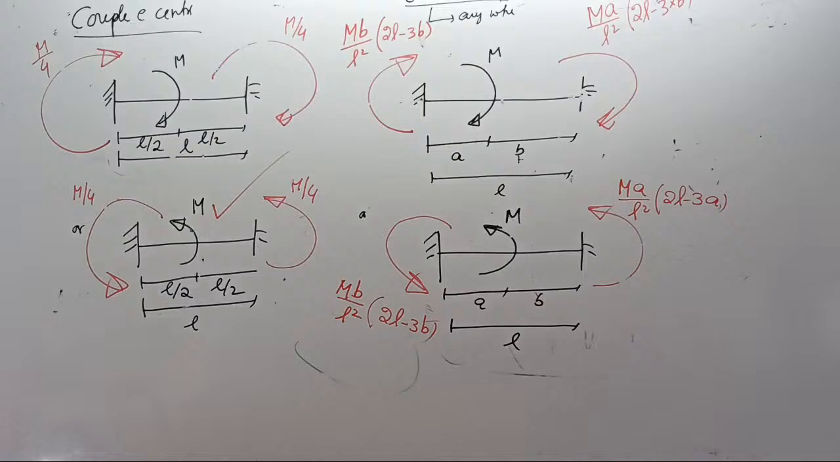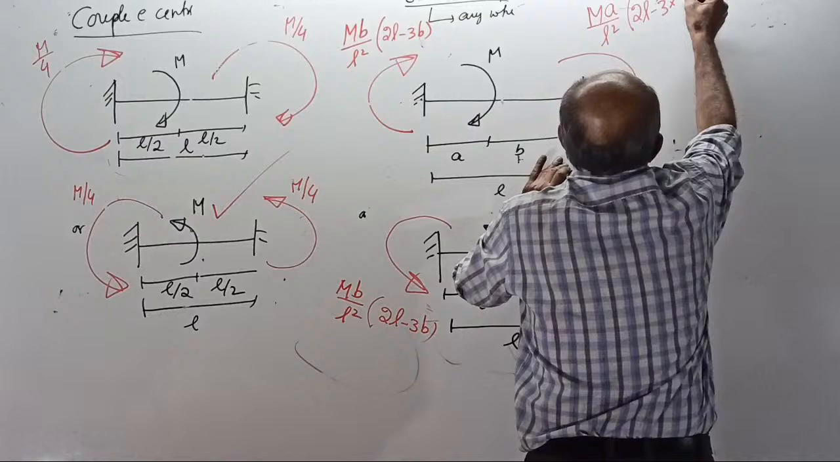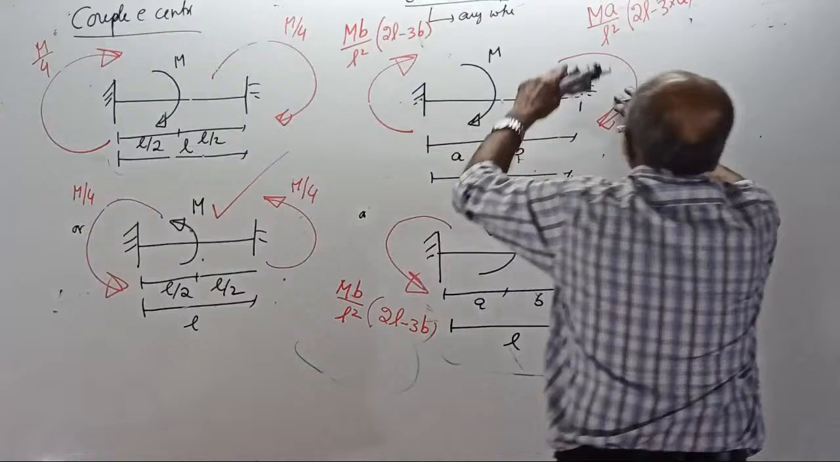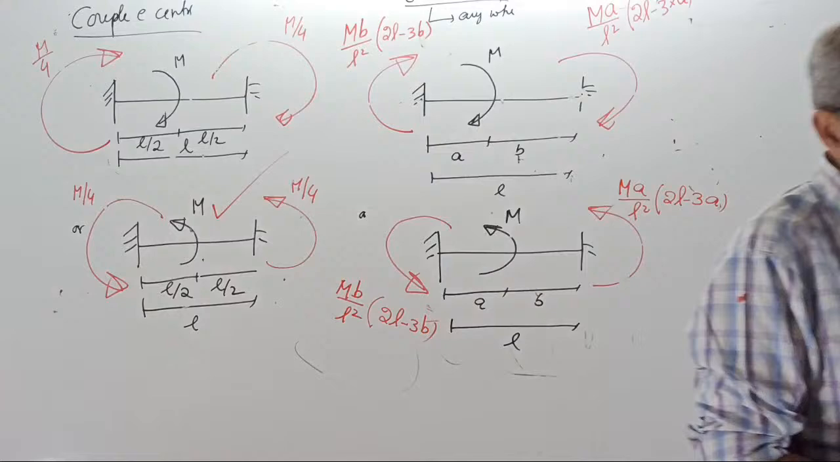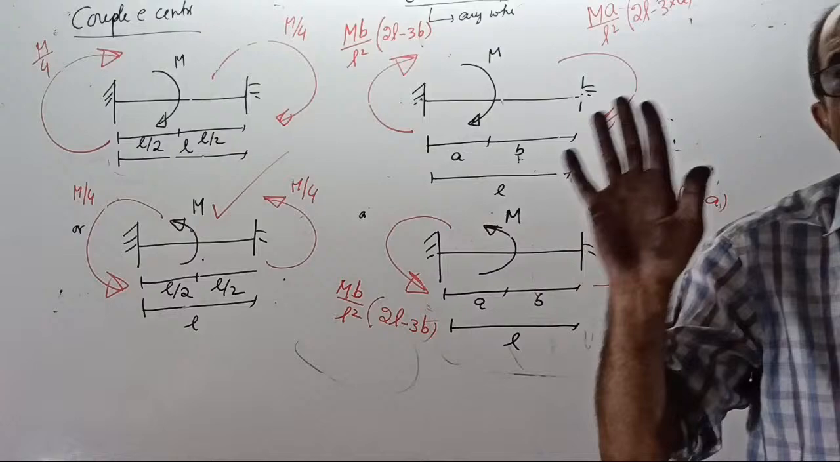Oh, sorry. Print mistake. I told couple into other by span square into 2L minus 3 of other only. By mistake I wrote B. Okay, now it is correct. Print mistake. Okay, now that's all. You now keep quiet.